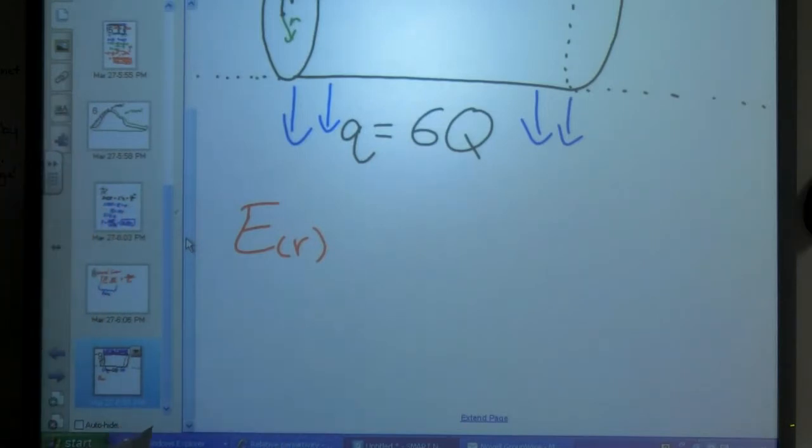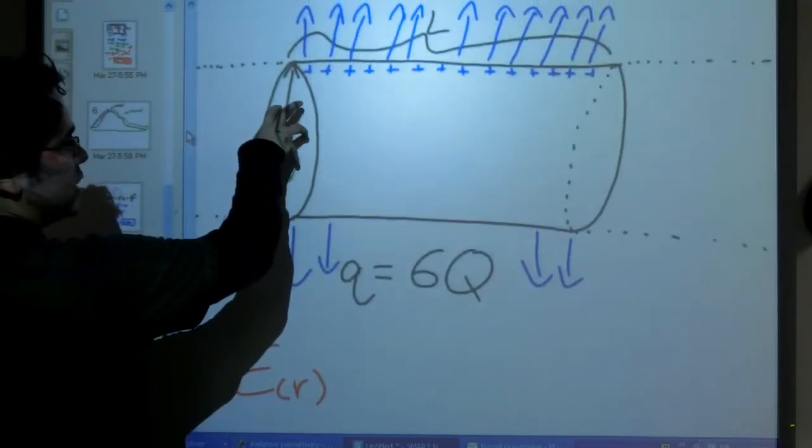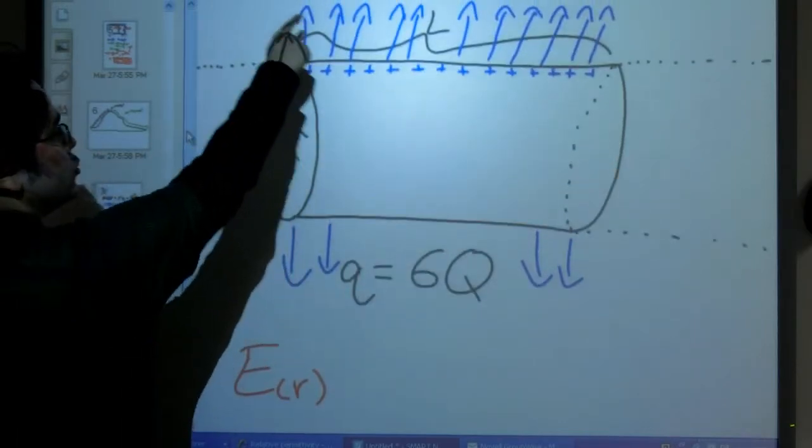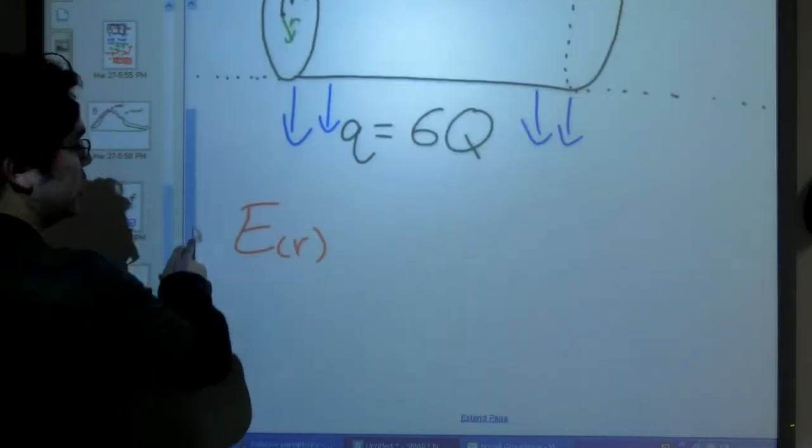Okay? I also note that this may be a piecewise function. In fact, many of these that you solve with Gauss's law will end up being a piecewise function. In other words, the electric field on the inside of this object is going to be different from the electric field on the outside. In fact, this leads us to our first part.